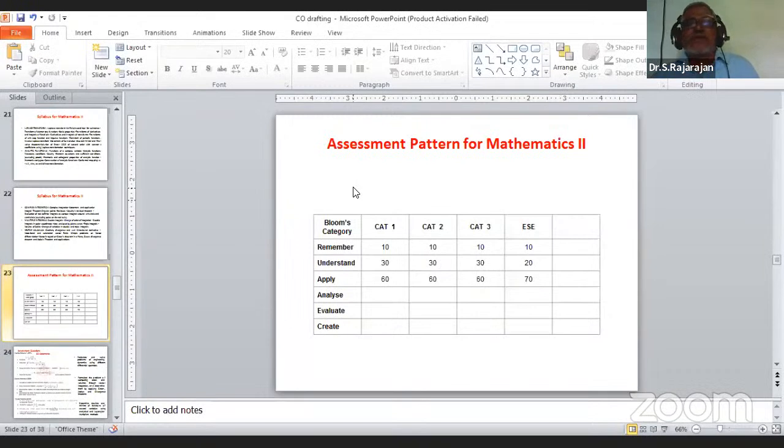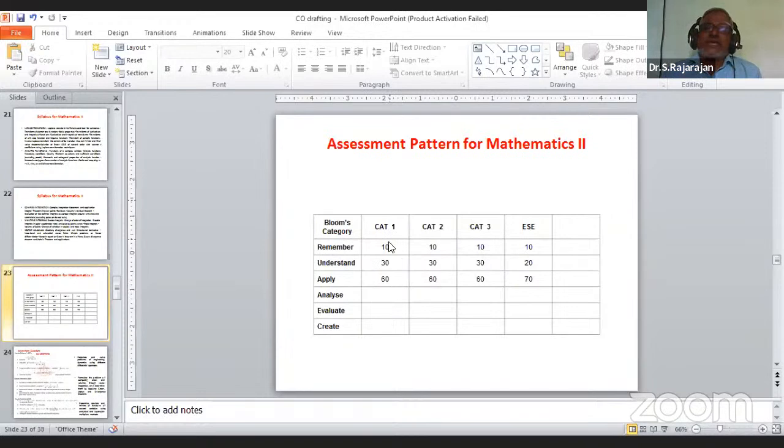And I come to the last part. Within 5 minutes, I can complete this. Once your syllabus is completed and CO is framed, how effectively are we going to assess and evaluate your students? This is the assessment pattern for continuous assessment test 1, test 2, test 3, and end semester examination. Remember how many marks or percentage you are going to assign.